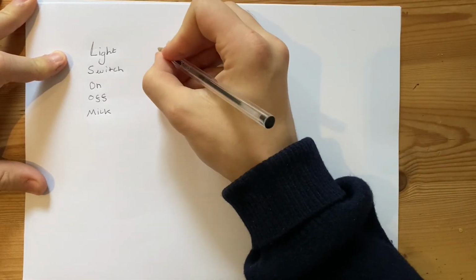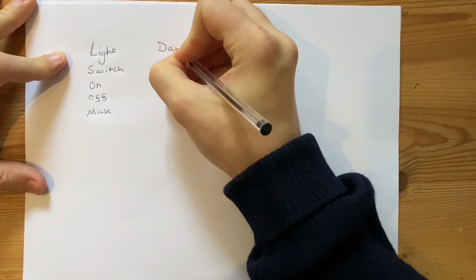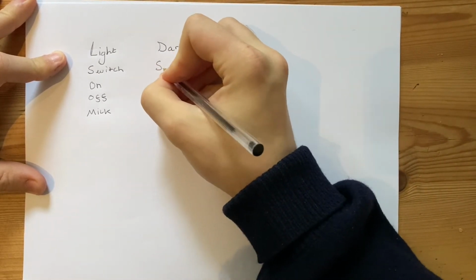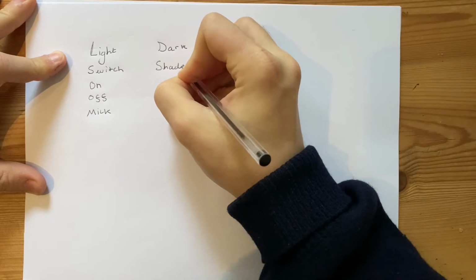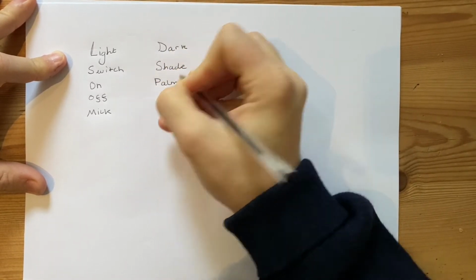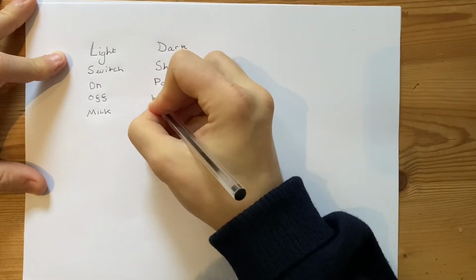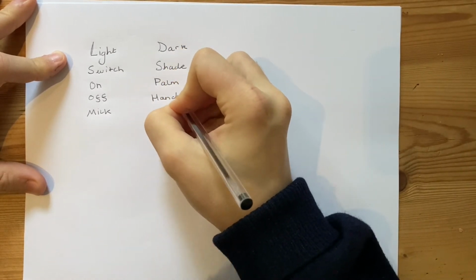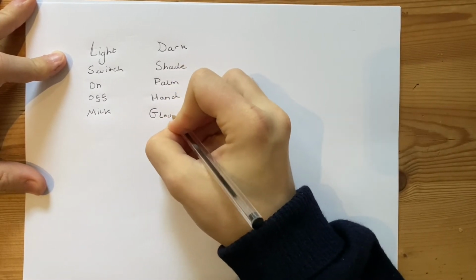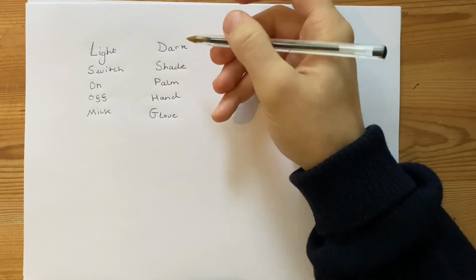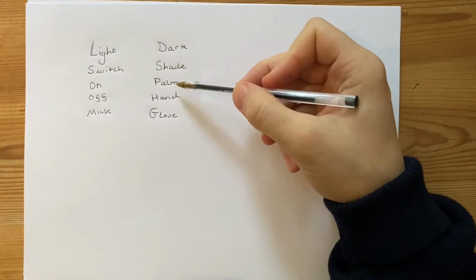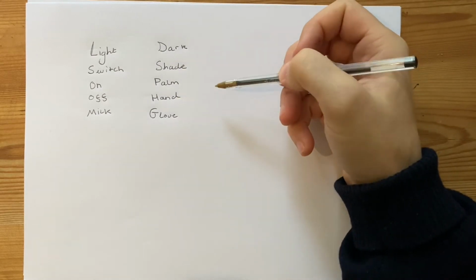If we take the opposite of light, if we go with dark, and then from dark I can go shade. From shade I can go palm, like a palm tree. From palm, hand, and then hand, glove. Again, like before, we've got the first and the last word that are really different from one another, and then in between, sort of a pathway to say how we got there.